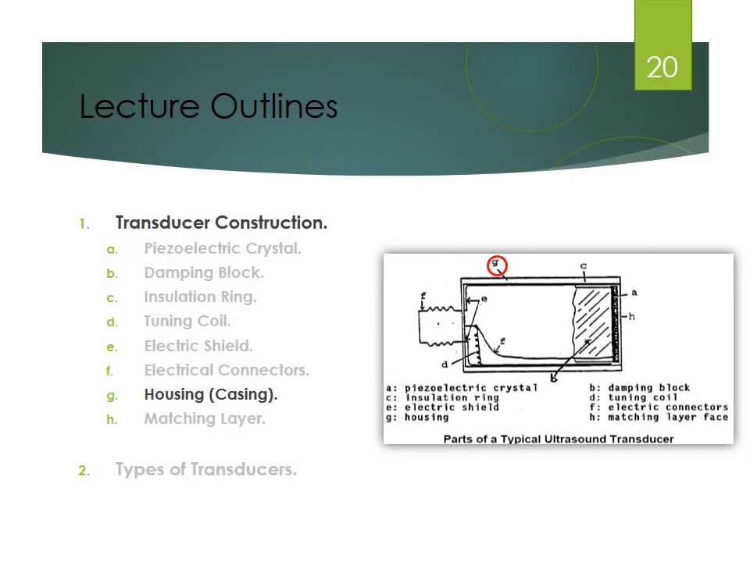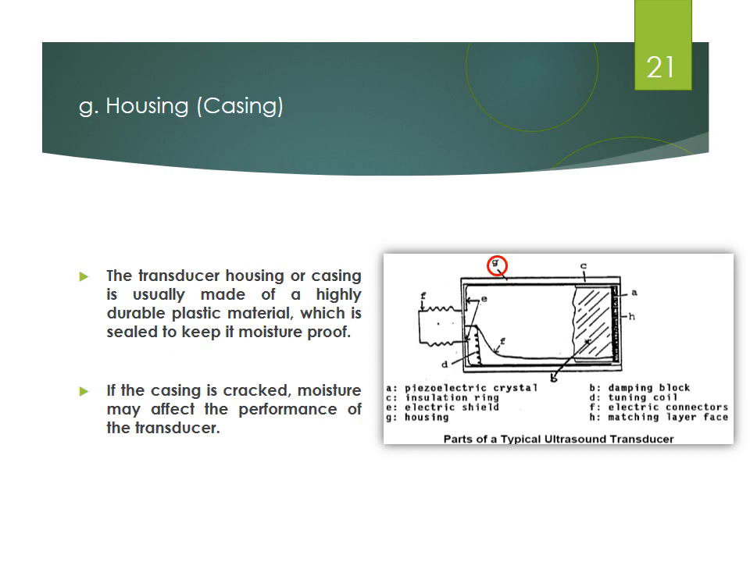The housing or casing of a transducer is typically made of a highly durable plastic material that is sealed to keep moisture out. I also mentioned that if the housing or casing is cracked, moisture may affect the transducer's performance.